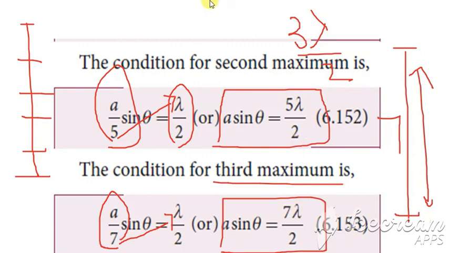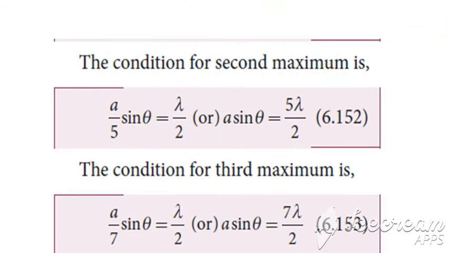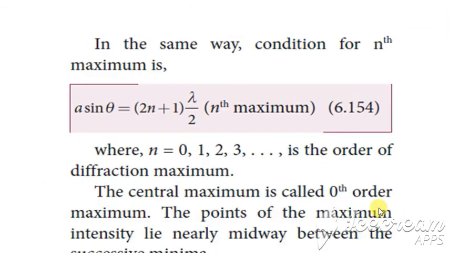So it goes on. Yes, so totally we can write it as 2n plus 1 into lambda divided by 2. Okay, so this gives the general expression for the nth maximum. So A sine theta is equal to 2n plus 1 into lambda by 2. So the central maximum is called the 0th order maximum. Okay, so the central maximum is called what? The 0th order maximum. So this is about the diffraction in a single slit. Clear? Thank you.